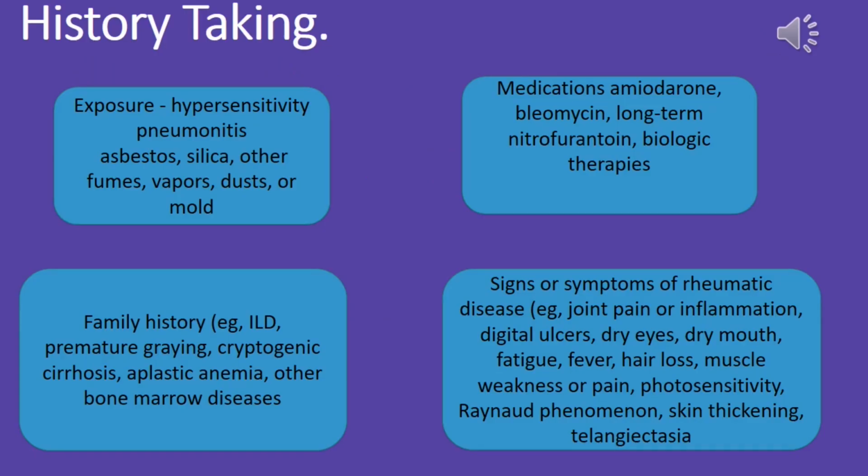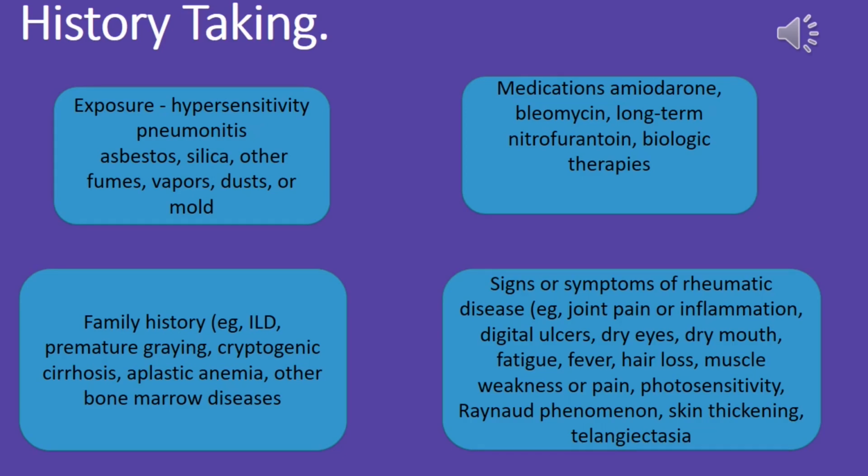When taking a patient's history for idiopathic pulmonary fibrosis, it's important to consider several key factors. Exposure to potential triggers such as asbestos, silica, other fumes, vapors, dusts, or mold should be explored. Additionally, inquire about any history of medication use, particularly drugs like amiodarone, bleomycin, long-term nitrofurantoin, or biologic therapies. Family history plays a crucial role. Look for a family history of interstitial lung disease, ILD, premature graying, cryptogenic cirrhosis, aplastic anemia, or other bone marrow diseases.